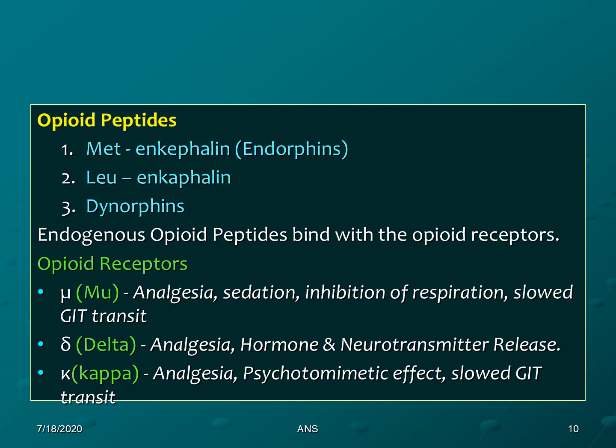Anyhow, delta, similarly, analgesia and controlling some hormone and neurotransmitter release. Kappa, again analgesia and some psychotomimetic effect, and it also helps in slowing the GIT transit.